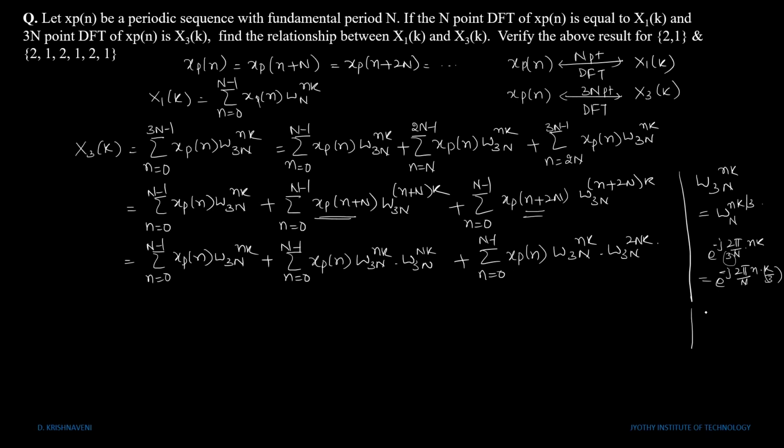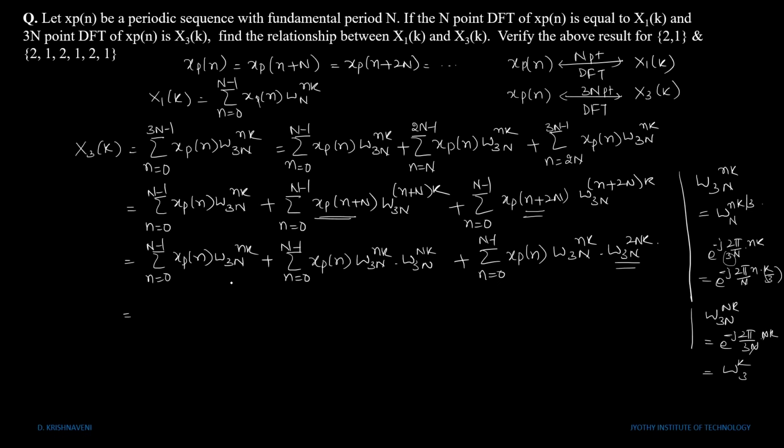Similarly, W_3N to the power of capital N k is equal to e to the power of minus j 2 pi by 3N into Nk. So N cancels. So this will be equivalent to W_3 to the power of k. e to the power of minus j 2 pi by 3 is W_3 to the power of k. So similarly, W_3N to the power of 2nk will be W_3 to the power of 2k.